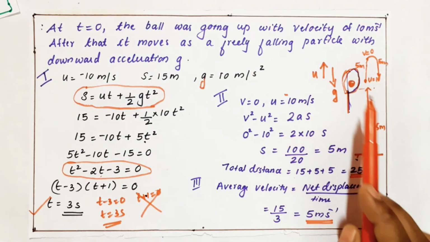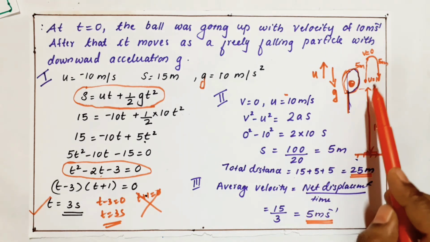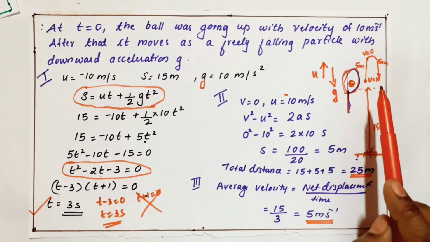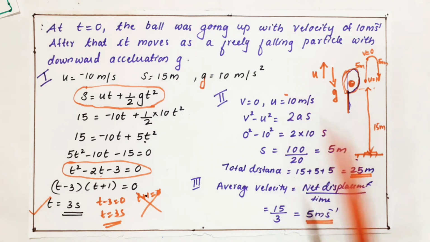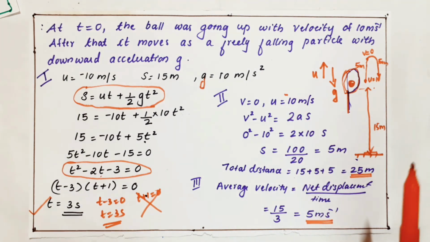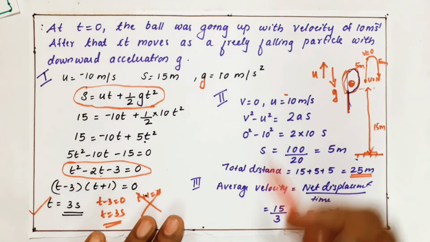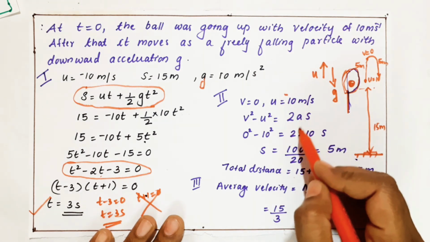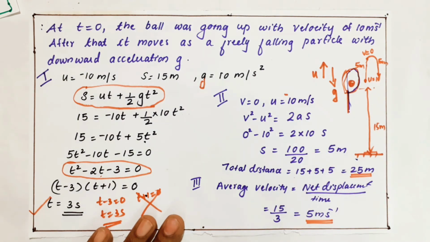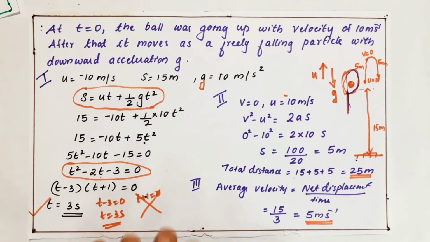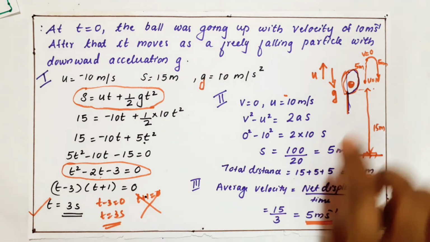When the ball is dropped at this point, the ball travels with a speed of, what is the speed? 10 meter per second. Okay, you can do that in another form. If you're taking this u as plus, you can take g as negative. In that case also we get the same thing only. Clear what I told?